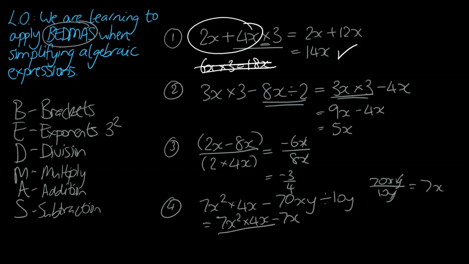I'm then going to worry about the multiplication out front. So the numbers, 7 times 4, 28. x squared times x is x cubed, and that's going to be minus 7x. And we then have to do the subtraction, but we've got a big issue. x cubed and x, they are not like terms. Hopefully you remember what they are. They are not like terms, which means we can't merge them together. So that means that final step is actually our final answer as well.